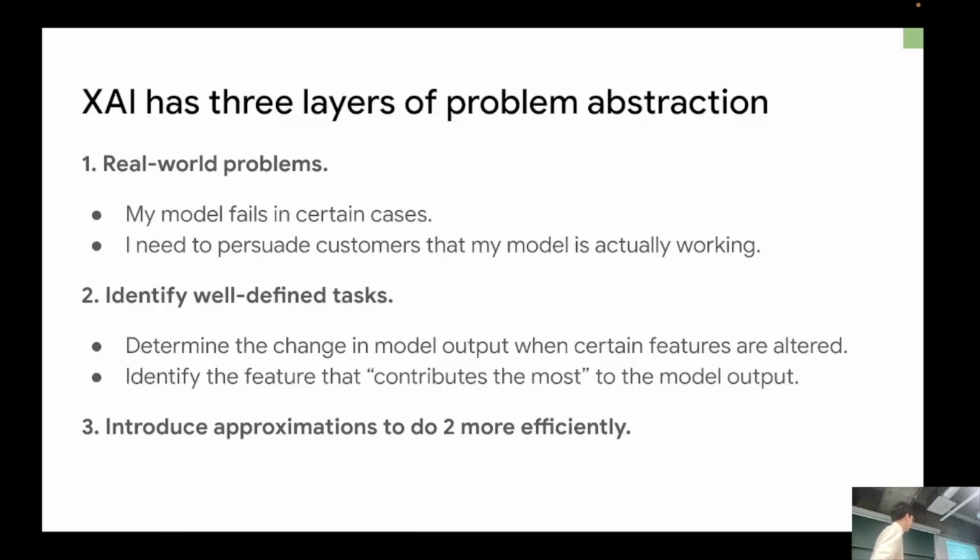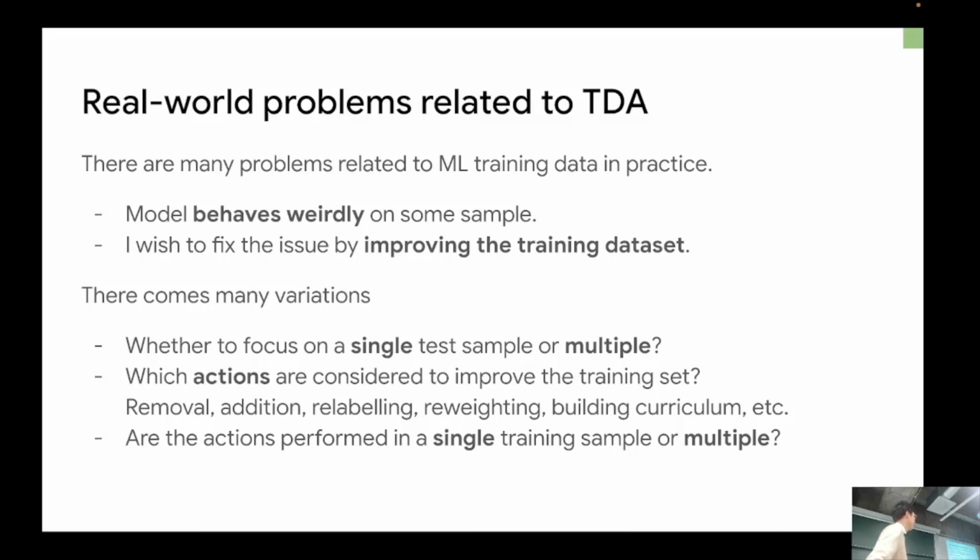So let's come back to these three steps of approaching XAI problems. First is to identify a few real-world problems, and two is to identify a well-defined task which is going to help with a lot of real-world cases. And three is to introduce some approximation of two, because most likely two will be very expensive. And we're going to see that for training data attribution, step two is actually unreasonably expensive, as you're going to see.